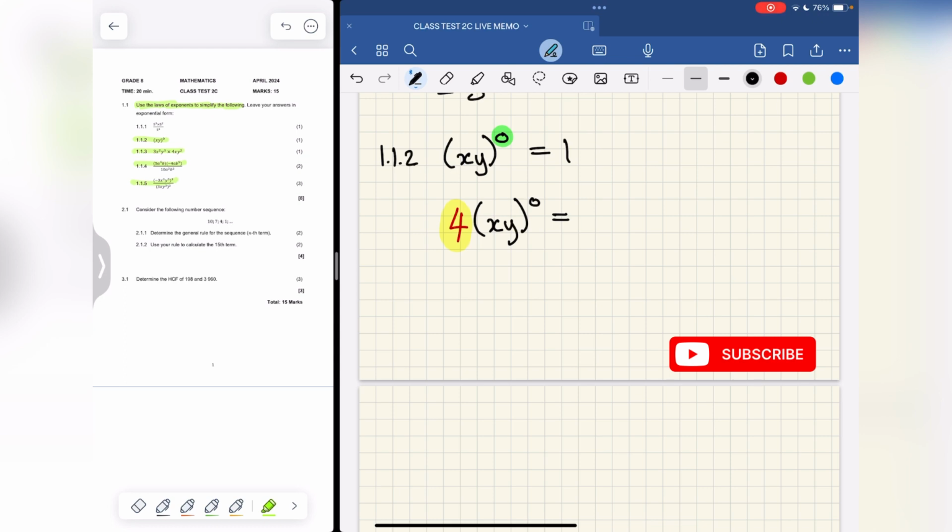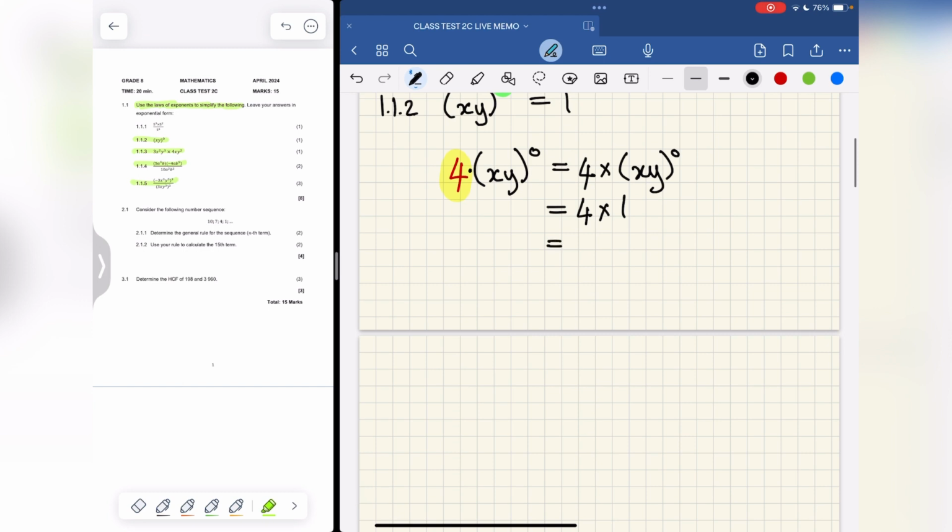So between the 4 and the bracket, we have multiplication, as we all know. So that is actually 4 times this bracket of xy to the power 0. So xy to the power of 0 is 1. But the 4 is still being multiplied with that bracket. The bracket is equal to 1, so now it is 4 times 1. So my answer is 4, because nothing happened to the 4. It was not raised to the power of 0, so it can't be included in your power. So your answer is 4 and your answer is not 1.